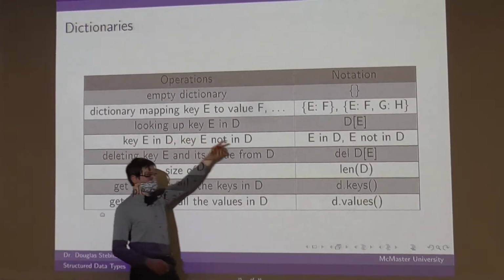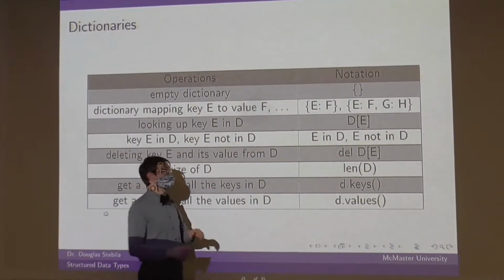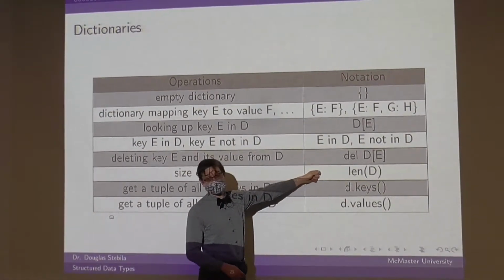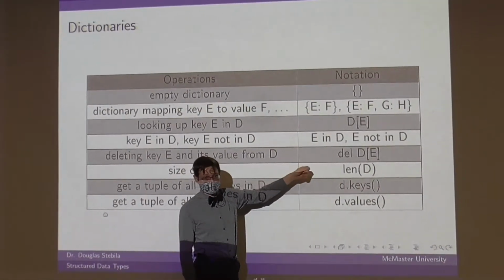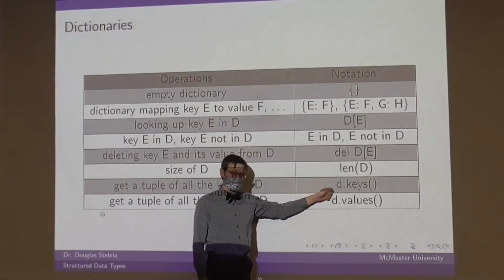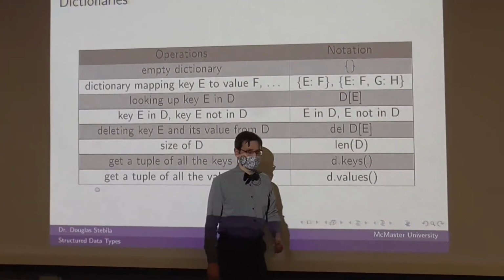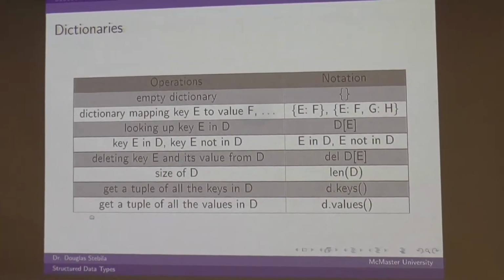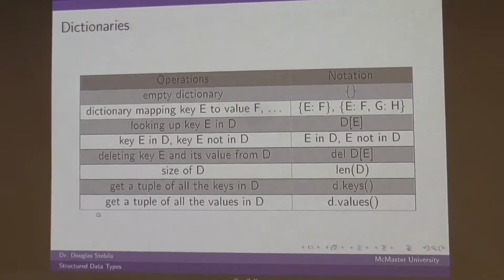so in addition to having the empty set, we also have a search operation, a delete operation, a size operation. We can find the size of a dictionary, and we can isolate the keys and the values. These, I believe, spit them out into tuples, but I could be wrong about that. You should check that quickly.